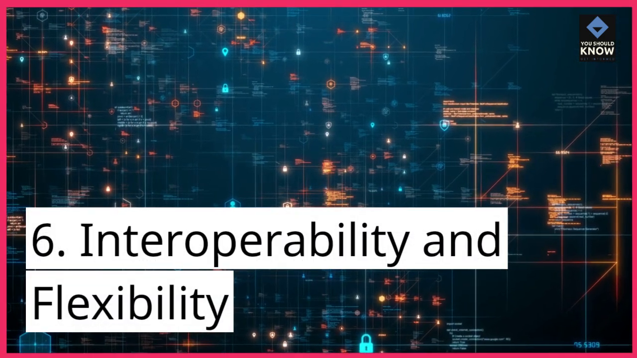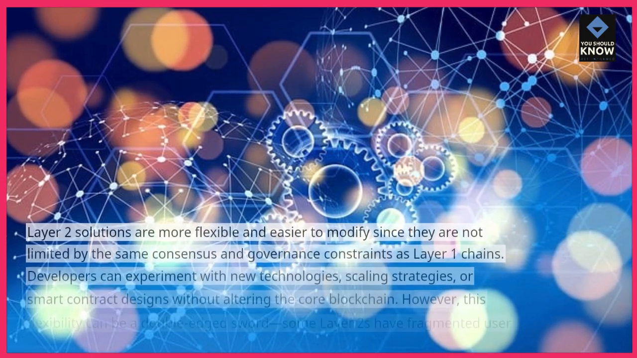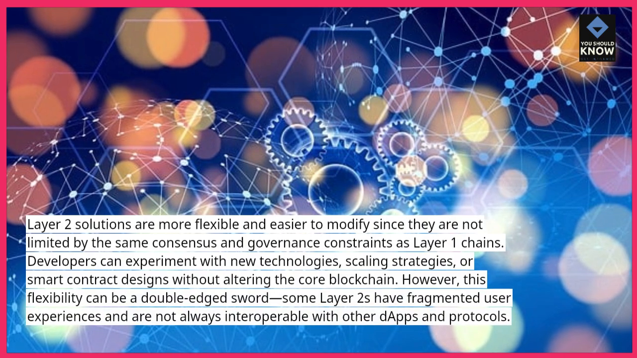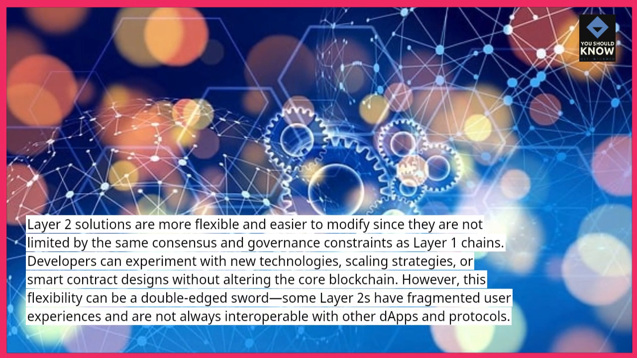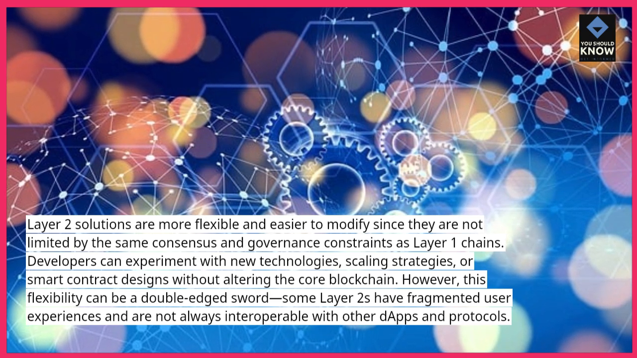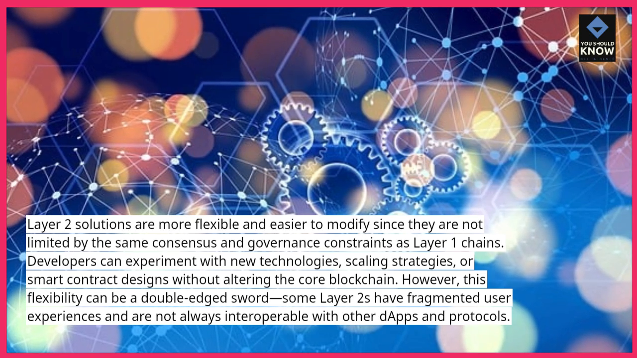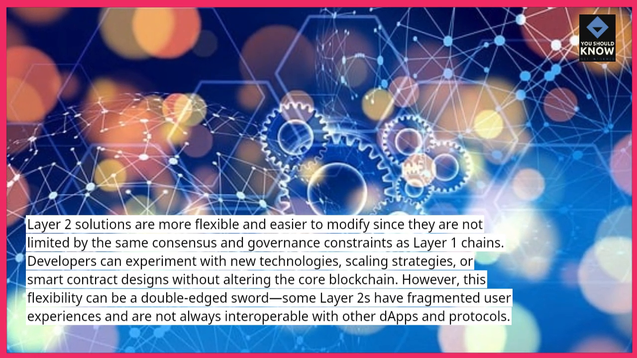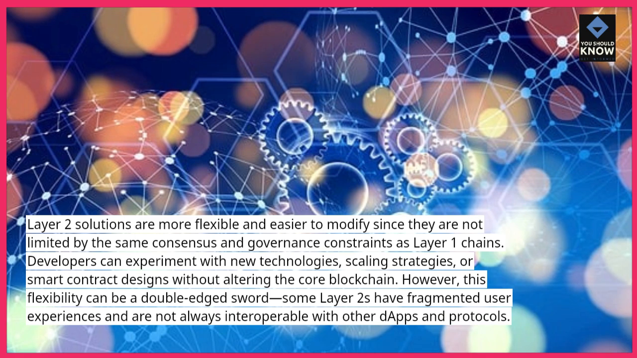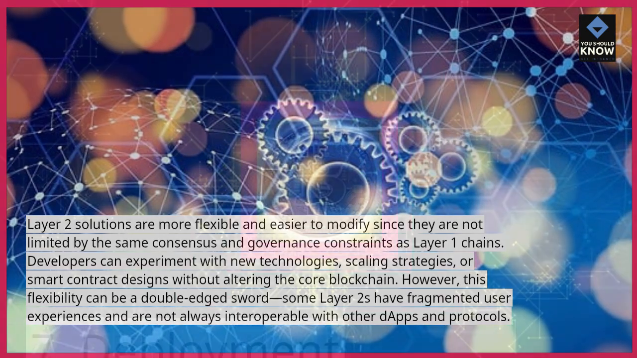6. Interoperability and flexibility. Layer 2 solutions are more flexible and easier to modify since they are not limited by the same consensus and governance constraints as Layer 1 chains. Developers can experiment with new technologies, scaling strategies, or smart contract designs without altering the core blockchain. However, this flexibility can be a double-edged sword. Some Layer 2s have fragmented user experiences and are not always interoperable with other DApps and protocols.